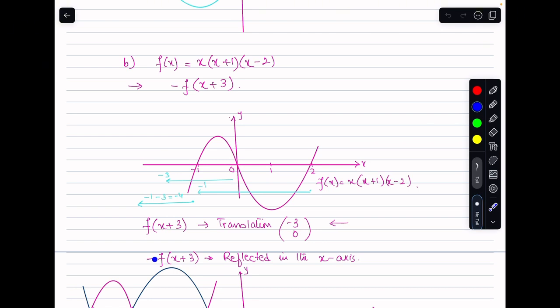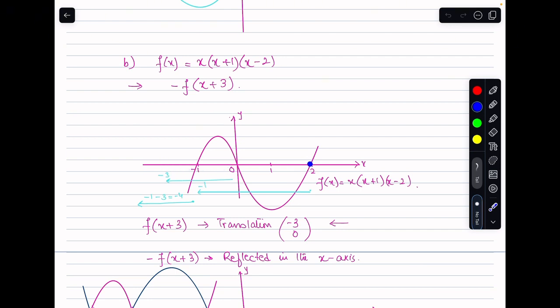And with the negative outside the function, it should be reflected in the x-axis. So this is the basic graph that we have regarding the function, which is x, x plus 1, and x minus 2. If I need to translate it by 3 units towards the left, then this point 0, after shifting towards the left by 3 units horizontally, should come to negative 3 here.